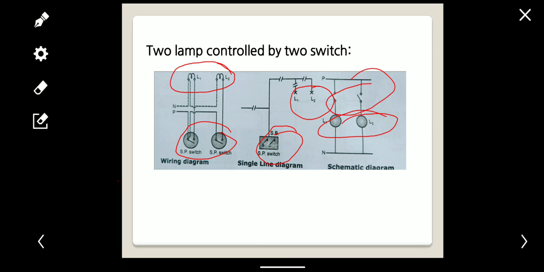A single line diagram represents only one line. So here again, from the switch to the lamp load it has multiple lines, and from the supply it has two lines, phase and neutral wires, and again phase and neutral wire. So it is represented similarly in the single line diagram.